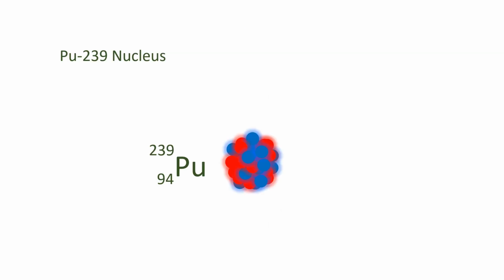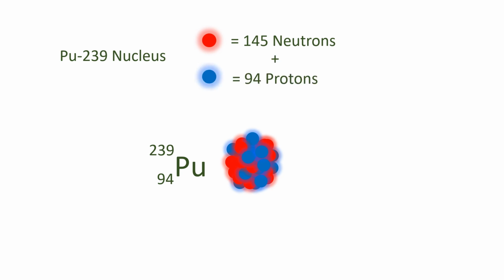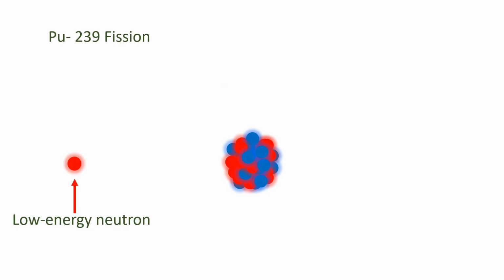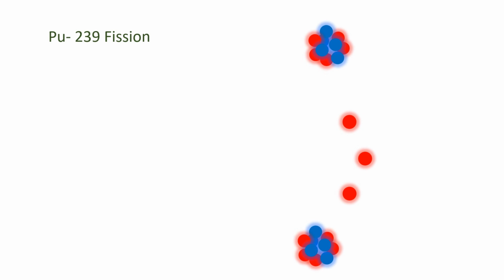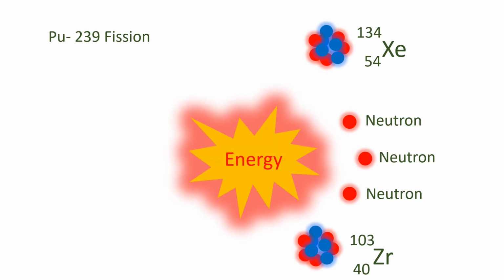Plutonium-239 has 145 neutrons and 94 protons, giving it a mass number of 239. Fission begins when a low-energy neutron, known as a thermal neutron, is absorbed by the plutonium nucleus. The plutonium nucleus becomes unstable and splits into two smaller nuclei, xenon and zirconium. Apart from that, it also releases 3 neutrons and energy. This energy is in the form of heat.